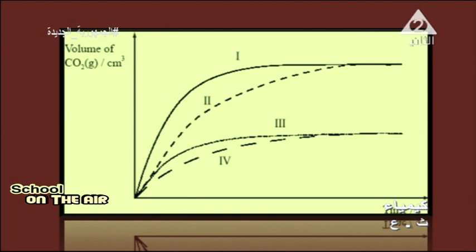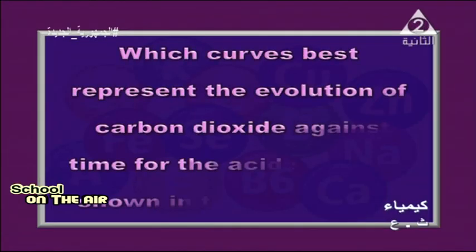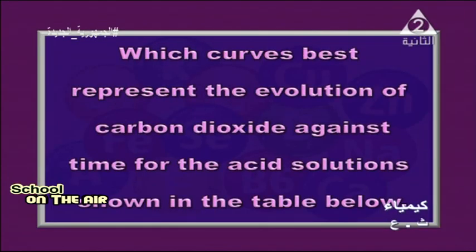1 and 2 give more amount of carbon dioxide, and 3 and 4 give less amount of carbon dioxide. Where the graph 1 occurs at lower time, the rate of reaction is faster than the reaction in curve 2. So, which curves best represent the evolution of carbon dioxide gas against time for the acid solutions shown in the table below?